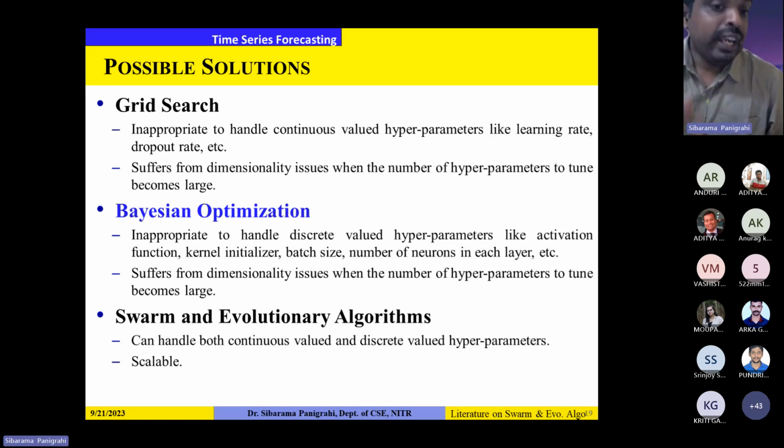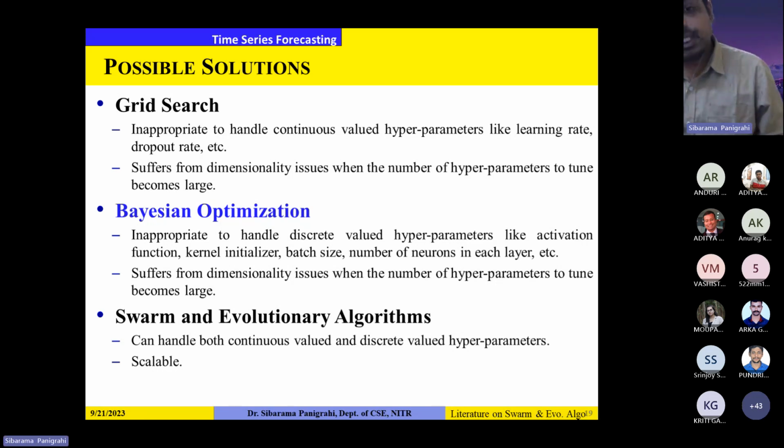But you see, if the hyperparameter contains a continuous value, for example, learning rate, it can be any value between 0 to 1. So which set of values will you give? For example, dropout rate, it's any value between 0 to 1. So there is no set of values, right? So it cannot appropriately handle the continuous valued hyperparameter. And the second drawback of grid search is that it suffers from the dimensionality issue. So if the number of hyperparameters is large, then grid search is not appropriate for optimizing the architecture and other hyperparameters of deep learning models.